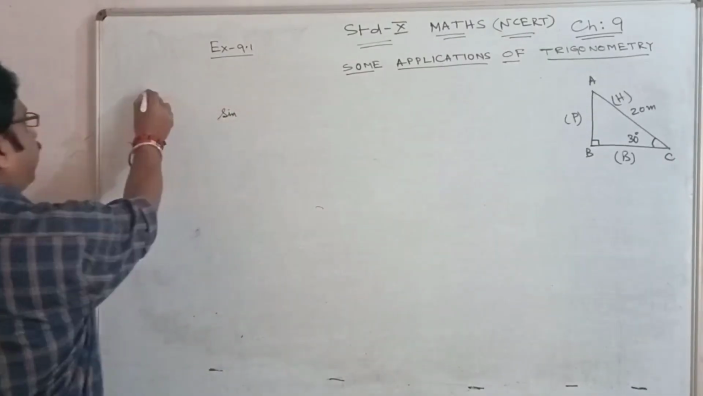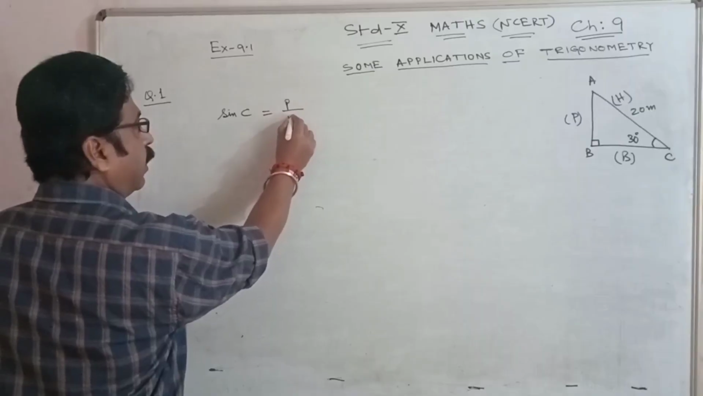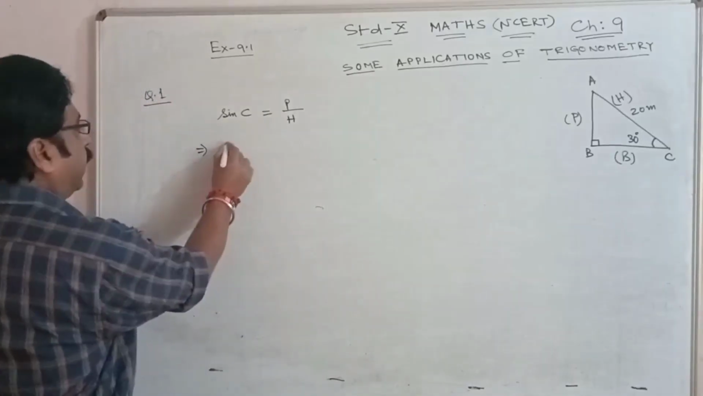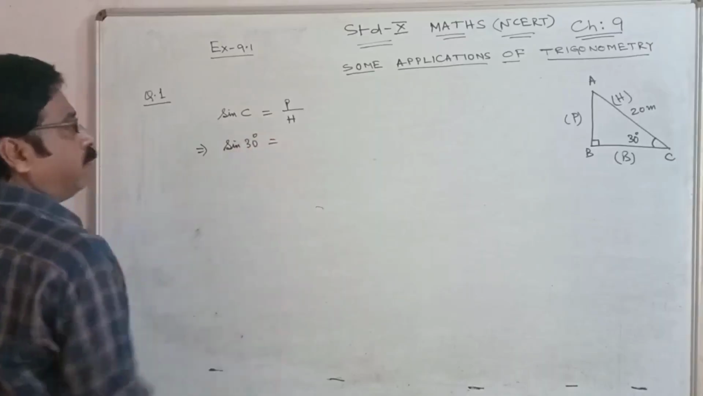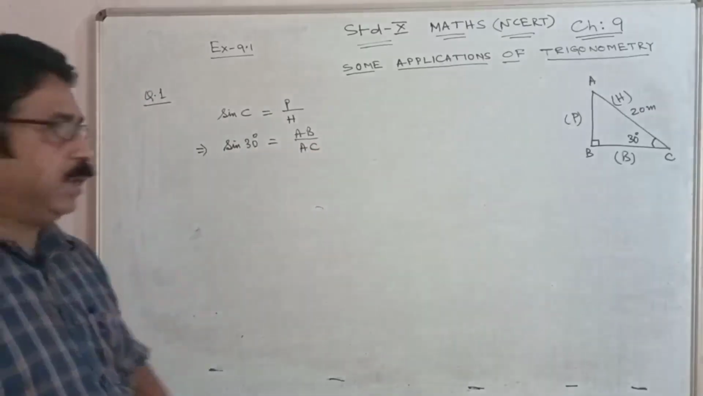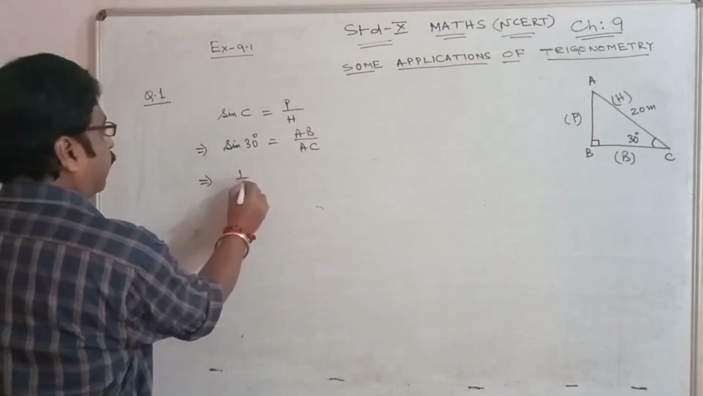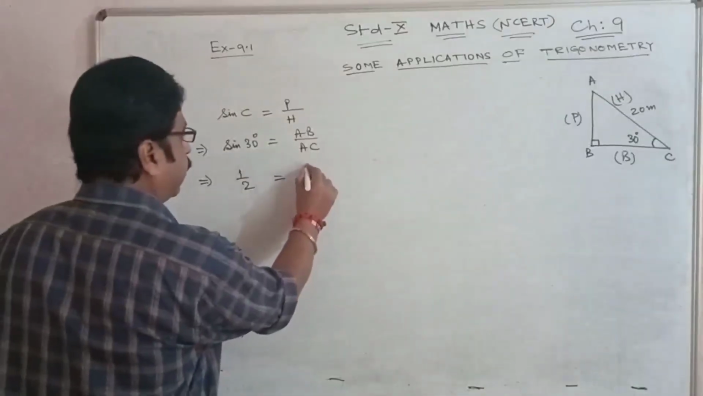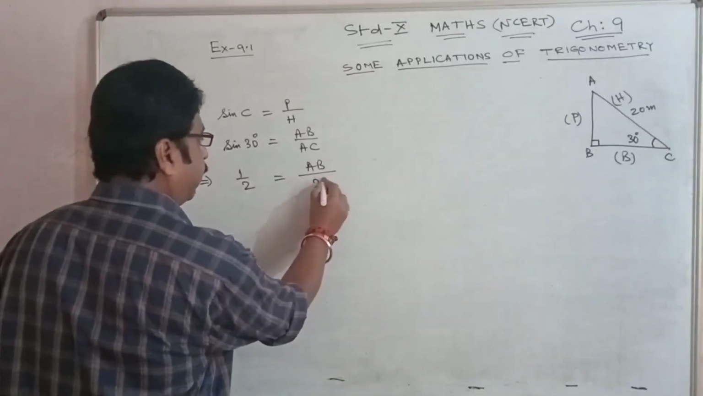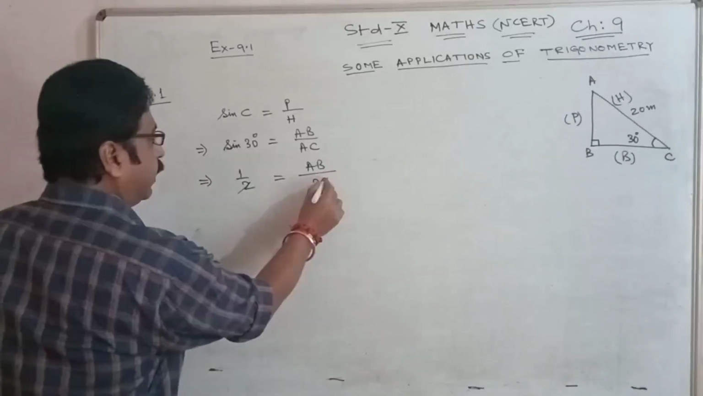Sine, question number 1. Sine C equals to perpendicular upon hypotenuse, means C angle is 30 degree. Sine 30 degree. Perpendicular is AB. Hypotenuse is AC. Now sin 30 is half. AB unknown. We have to find the value of AB. AC is 20 meter. We can write 20 only here. This and this we can cancel. 2 1 ja 2 and 2 10 ja 20.